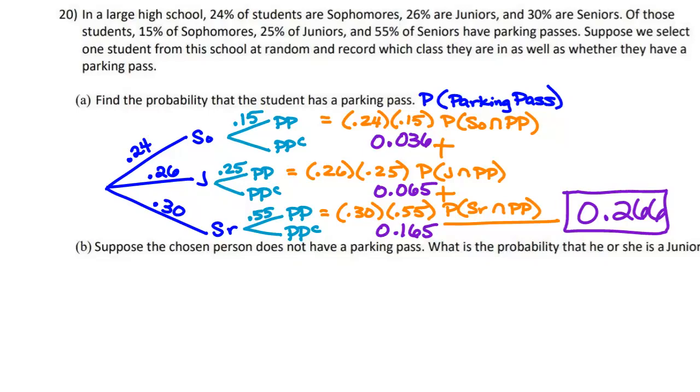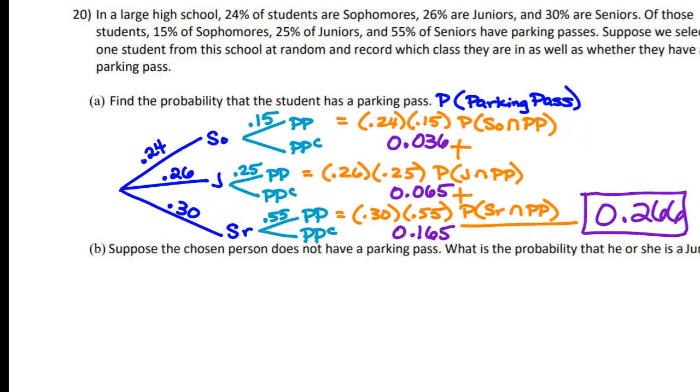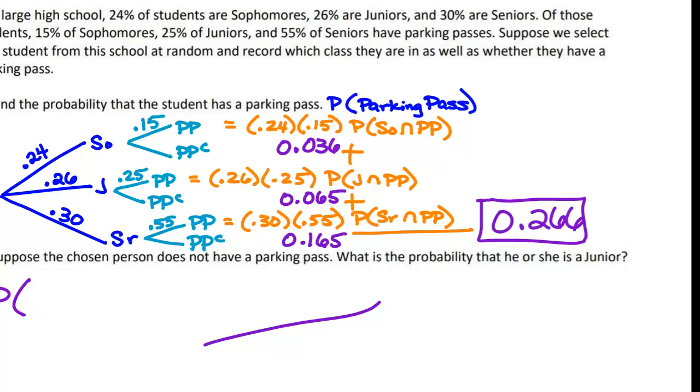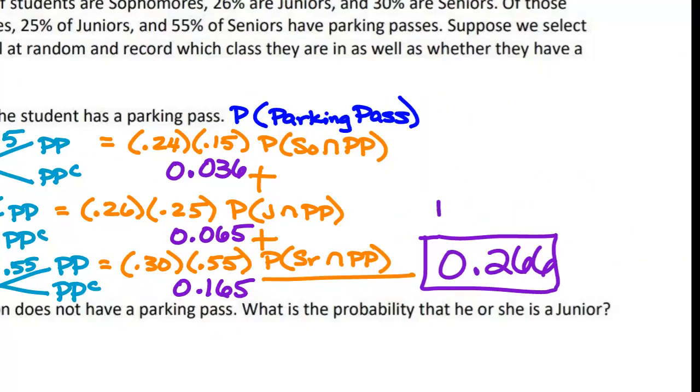Suppose the person chosen does not have a parking pass. What's the probability that he or she is a junior? How would I write this probability statement? Because remember, you have to write probability statements for me. It's not enough to just have the answer like this one back here. To be correct, I need probability parking pass equals this. That would get you full points. Just having the 0.266 is not going to be enough. It's going to be close. You did all the heavy lifting.